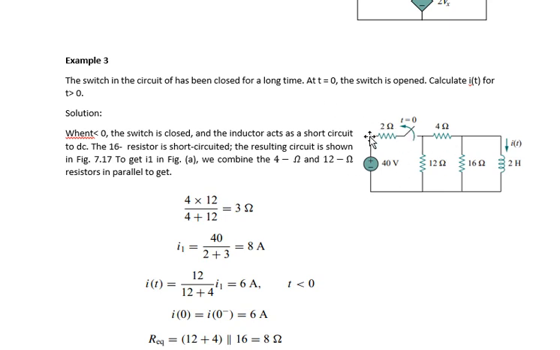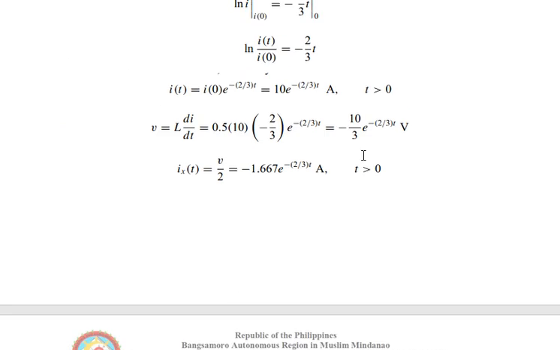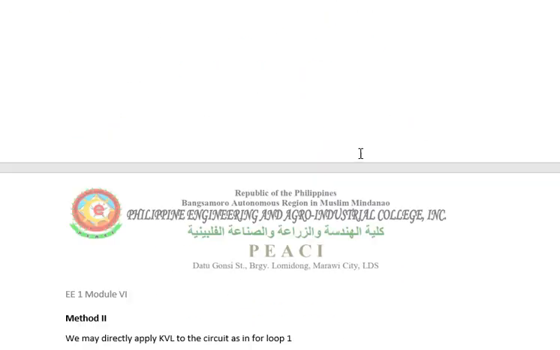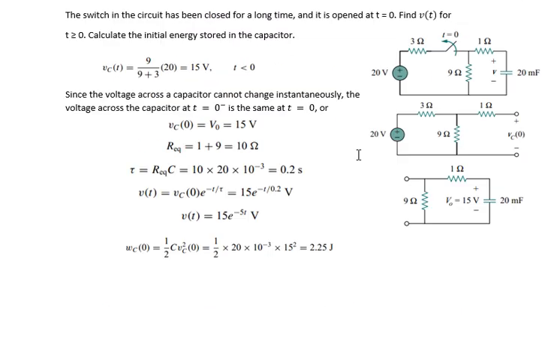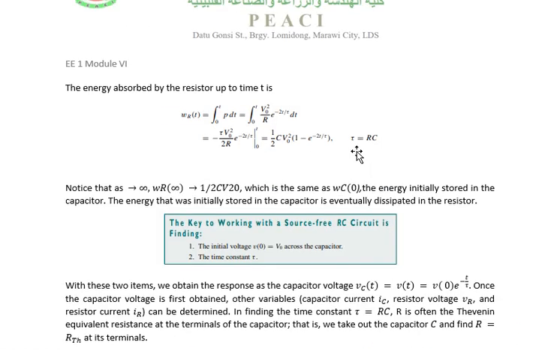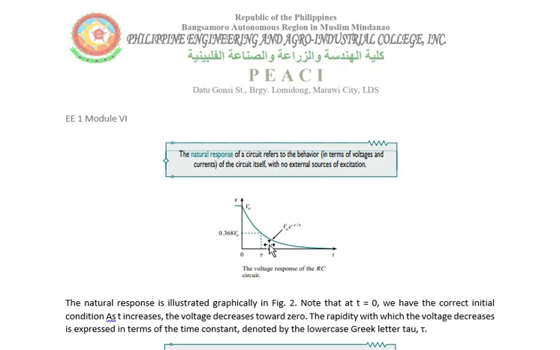So ibig sabihin, itong part na to rito is na-isolate na siya. So it is no longer connected to this circuit. So ibig sabihin, when we disconnect this one, this inductor here will supply some energy to this part of the circuit here, no resistances. Okay, by following this kind of graph here, no, yung natural response natin.